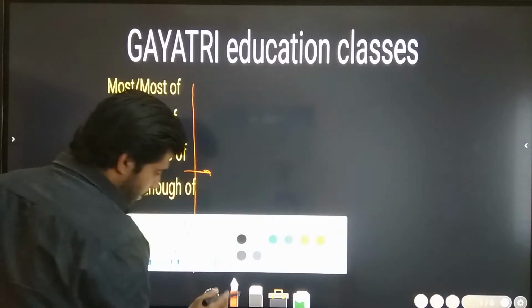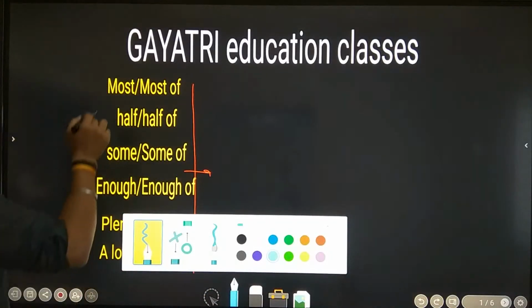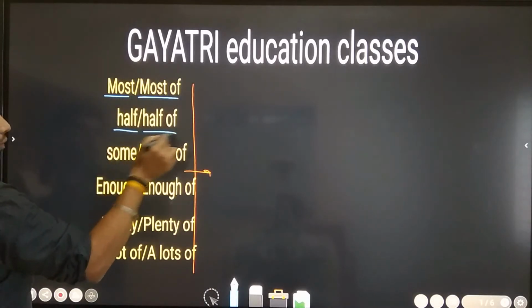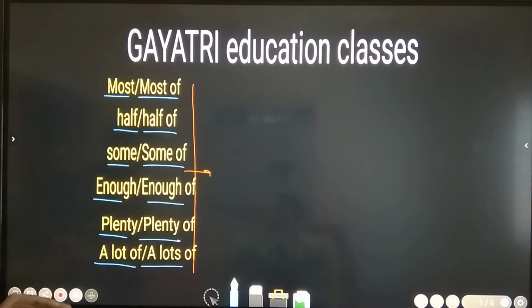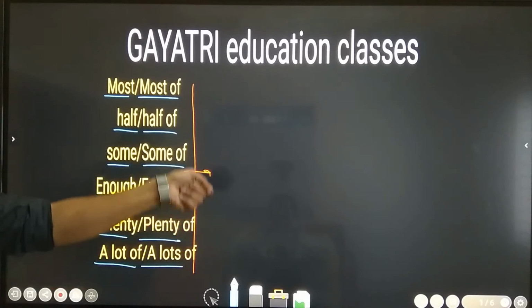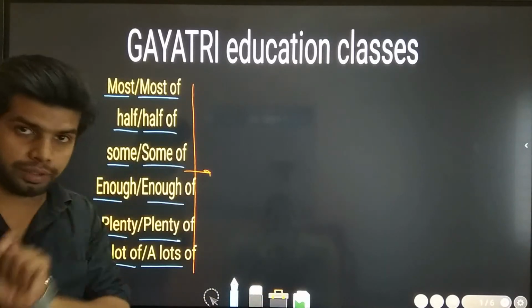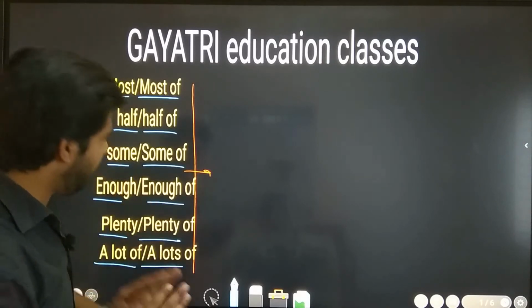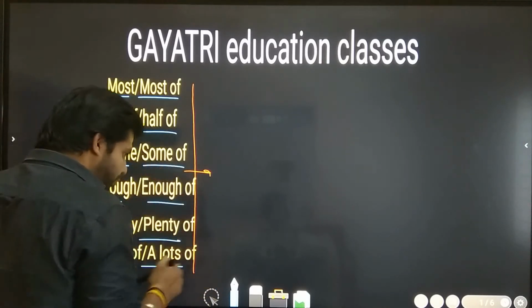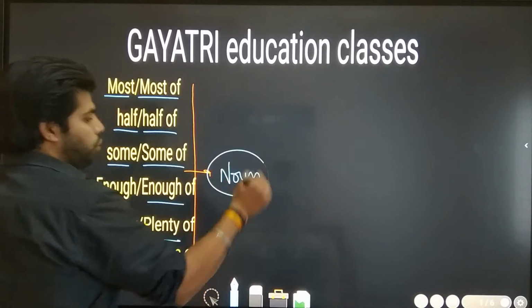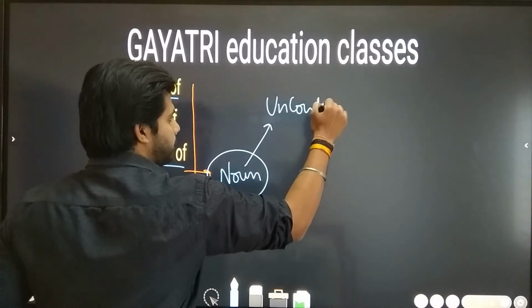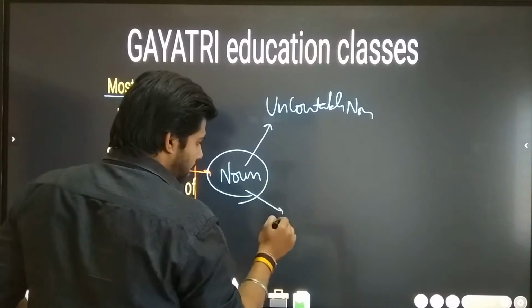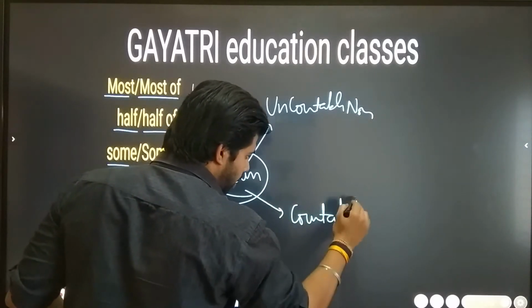Okay, so guys, listen to me very carefully. Today we have to understand most of, half of, some of, enough of, plenty of, lot of, lots of. So what are these things, how can they be used in a particular sentence, and what happens to the sentence when they are used in it? Okay guys, first remind yourself, first understand this: after these words you have to use a noun. Now noun is of two types, uncountable noun and countable noun. Okay guys, am I clear to you?